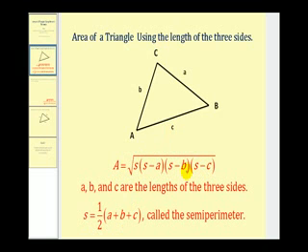Now this formula can be proven using the Pythagorean theorem, but in this video we're just going to look at some examples on how to apply this formula. Let's go and take a look at our first example.